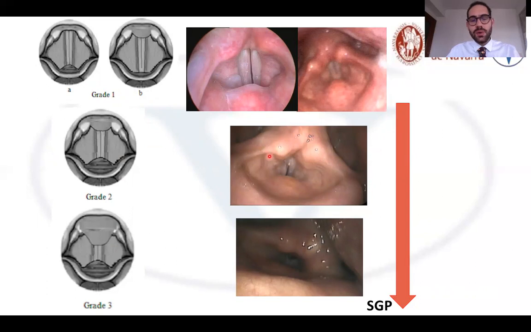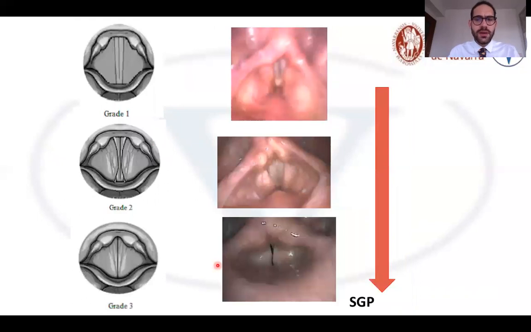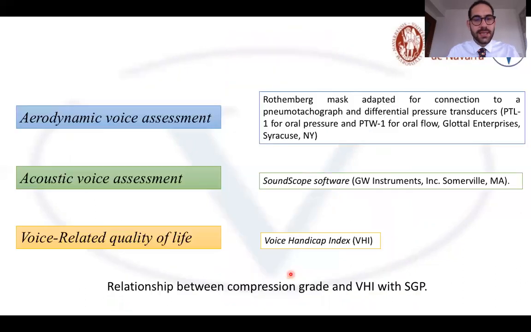In grade 2, we only see 2/3 of the vocal cord, and in grade 3, we see less than 1/3 of the vocal cord. And regarding lateral compression, in grade 1, we're not allowed to see the laryngeal ventricles. In grade 2, we see that the ventricular folds are in contact with each other at some point during the speech task. And in grade 3, the ventricular folds are in contact with each other constantly during the whole speech task.